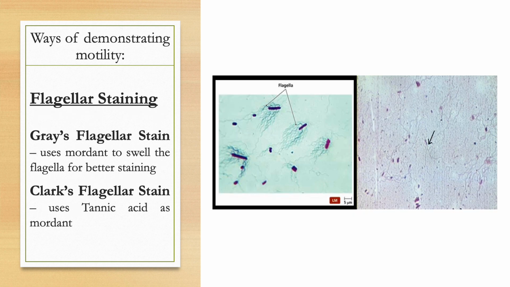Next, we have our flagellar staining. So as I mentioned earlier, flagella are very, very thin, so it's hard to visualize them using our bright field microscope. So to be able to see them, we have to thicken them using stains. The first one is Gray's flagellar stain, and it uses a mordant to swell the flagella for better staining. In contrast, Clark's flagellar stain uses tannic acid as a mordant.